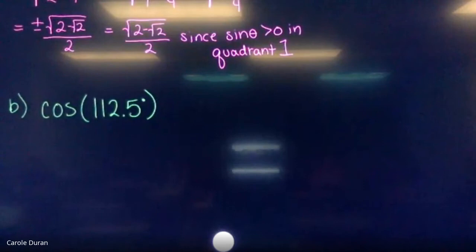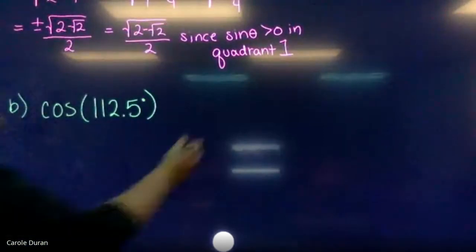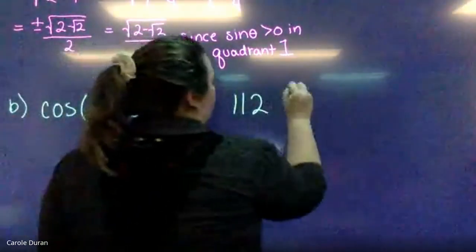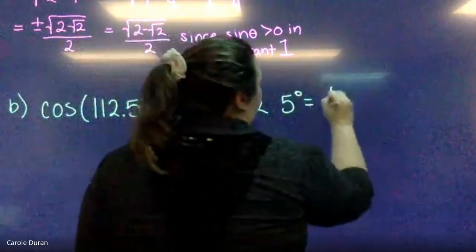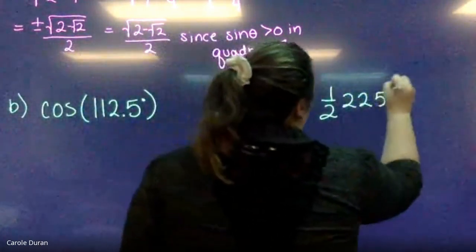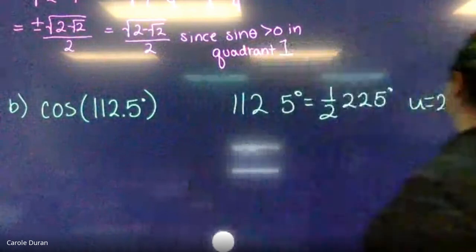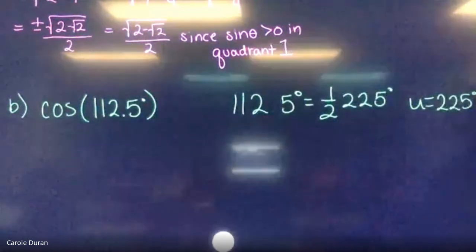When I'm given something like this, I need to find the angle on the unit circle that is twice whatever this angle is. So I just take it and multiply it by 2. And when I do, I get that this is equal to 1/2 of 225 degrees. So the angle I'm using is 225 for my identity. We multiplied it by 2, and that's the angle I'm actually using. I want to use this one because it exists on my unit circle.